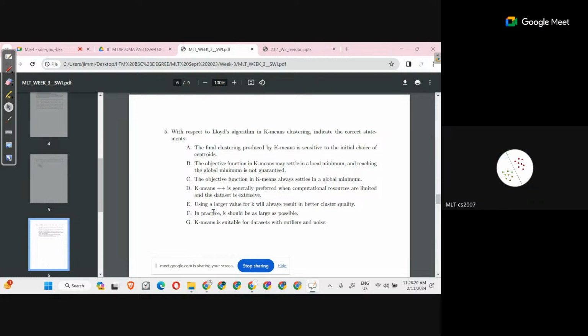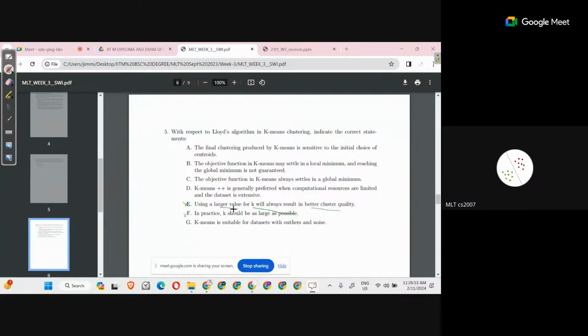Sir, Radhaji's argument is correct when the k value is not given. If k values of 2 and 3 are there, then you are saying 3 is not good. What I am saying is that here in the question, this is wrong for me, because it says that a larger k will always result in better quality.